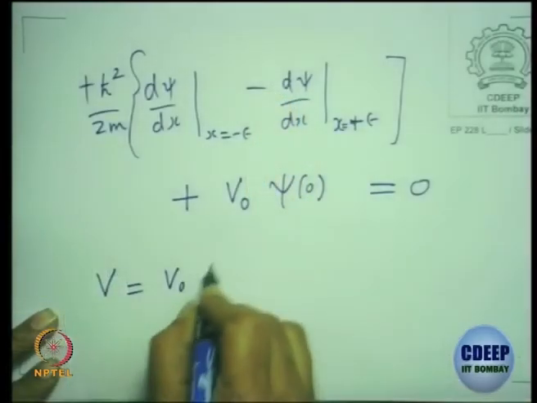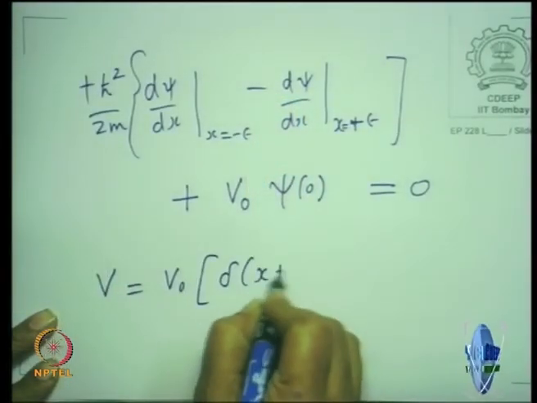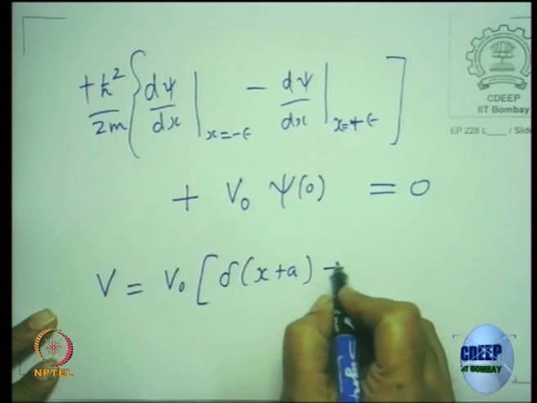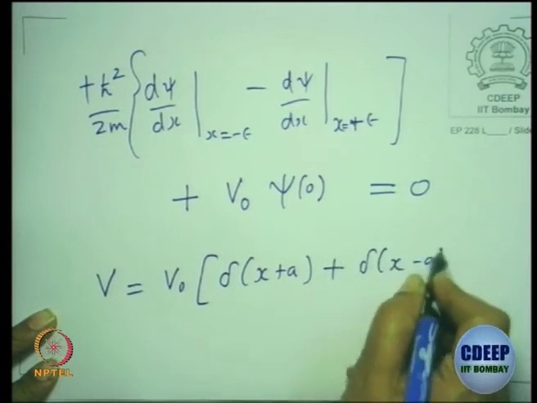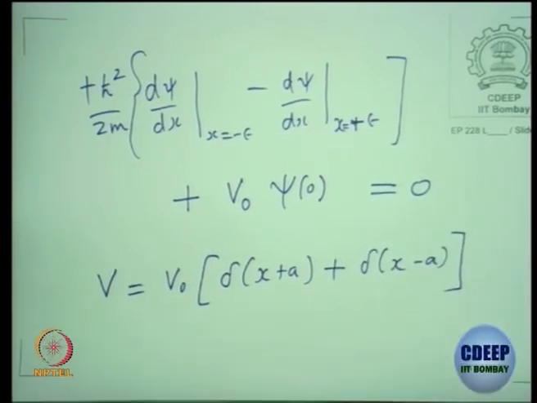Suppose I give V to be V naught times delta of x plus a plus delta of x minus a. These are the double delta functions. So these are the various potentials where you need to get a feel of what the solution is and when you can get bound states.